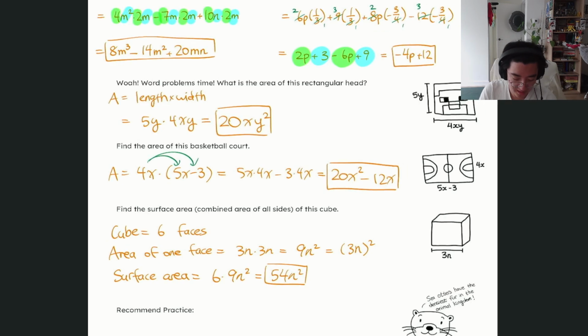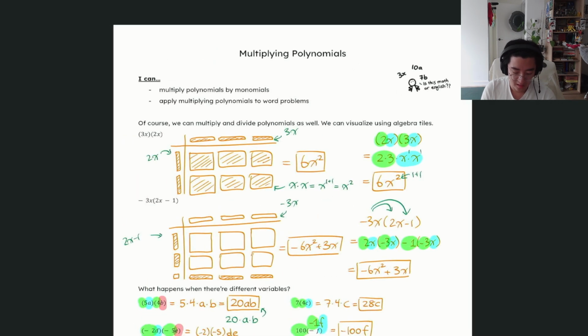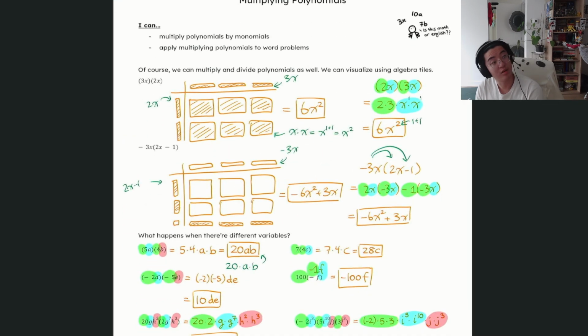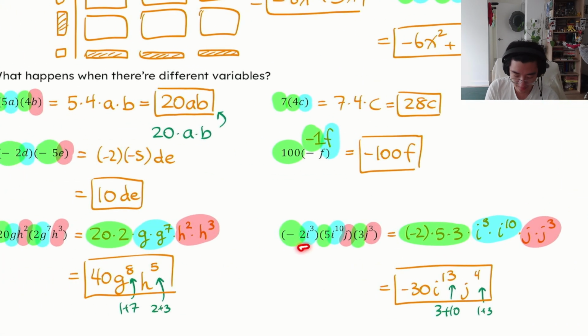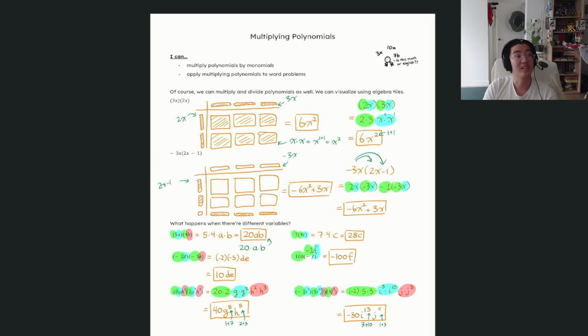So with multiplication, we just need to remember that the coefficients multiply to each other, and all the variables can just mush together. If they are the same variable, then we apply the exponent laws. If there are different variables, so in a case like this, the i and the j are different, we just leave it separately like this. That's all. Good luck practicing.